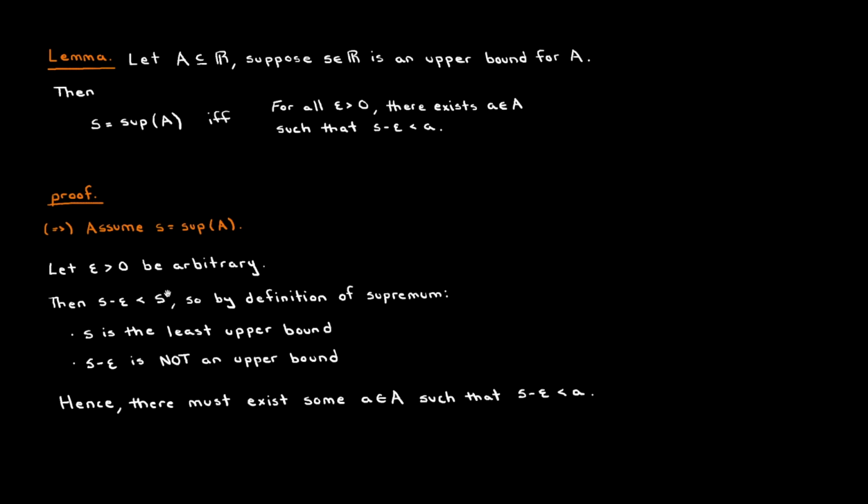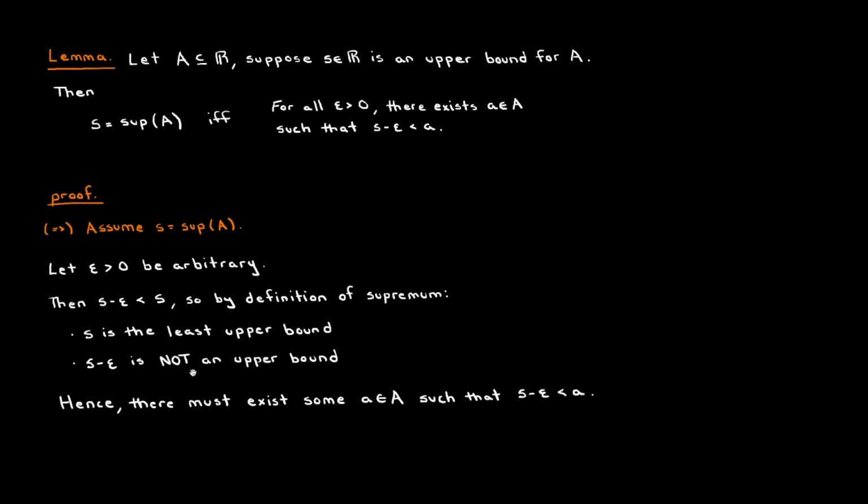S is the least upper bound. And S minus epsilon is a number that is strictly smaller than S. So therefore, this cannot be an upper bound, because if it was an upper bound, well then we have a strictly smaller upper bound than our supremum, which is a contradiction. And so therefore, S minus epsilon cannot be an upper bound.